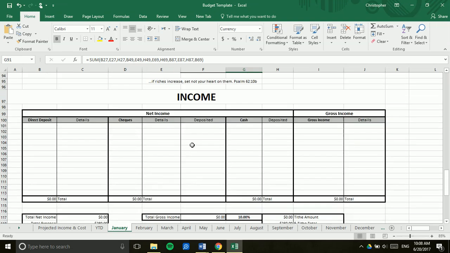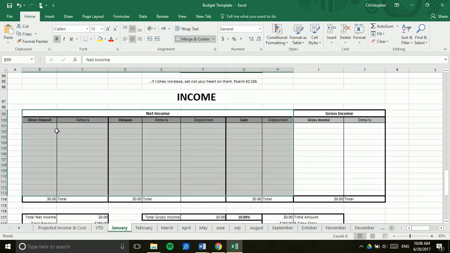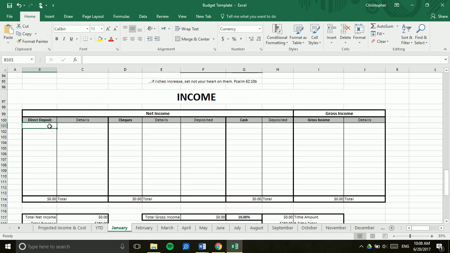Down here we have income. So this is your net income here. Direct deposit you can put in. Those will be pretty regular probably if you're a salaried job again. If you're not, you might be getting checks. So you can put the checks in there. Put the check amount. So $1,500. Details, work deposited May 21st. There you go.